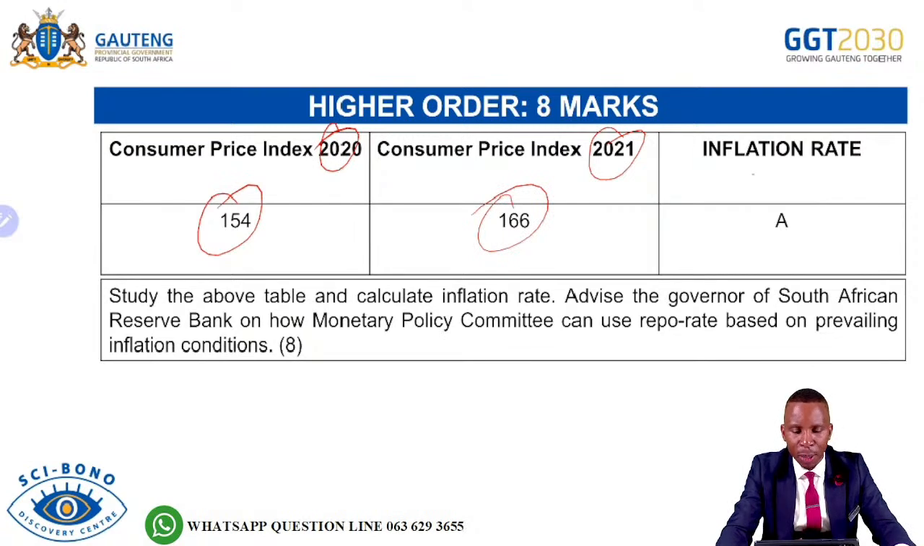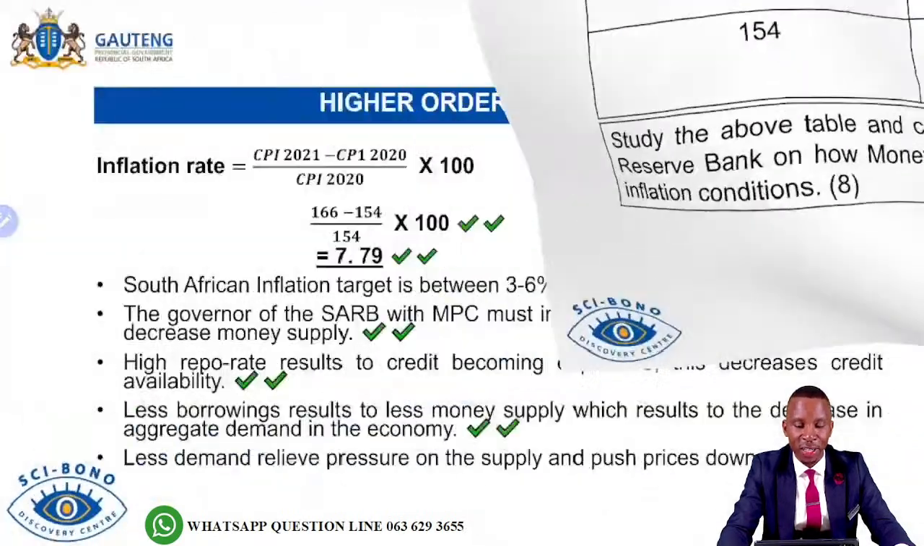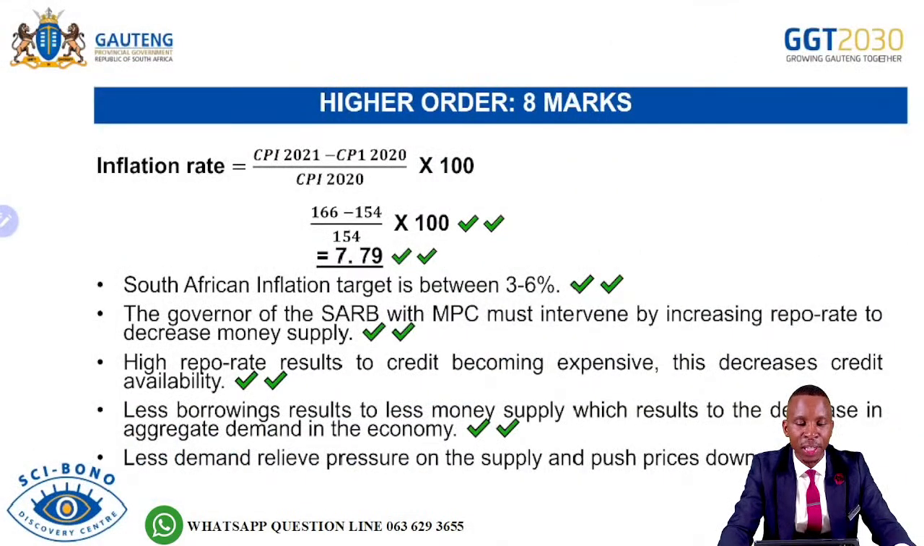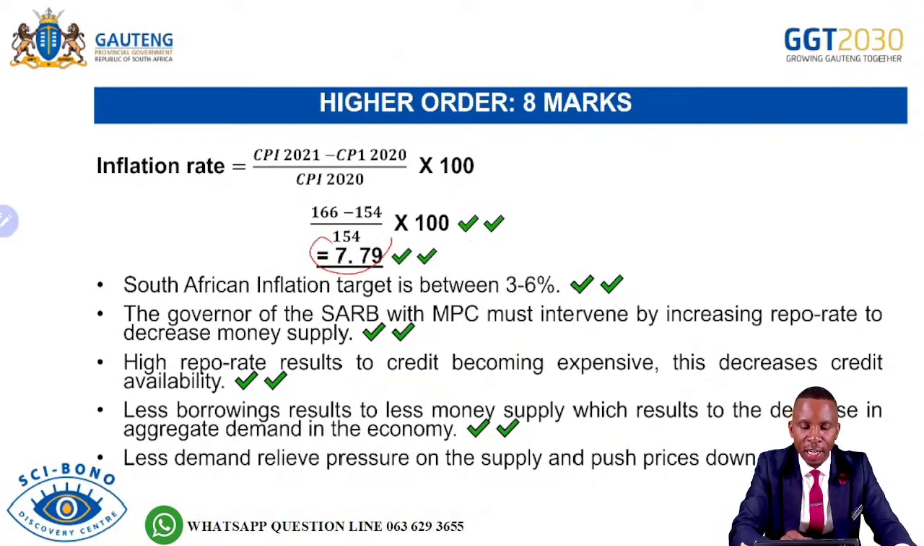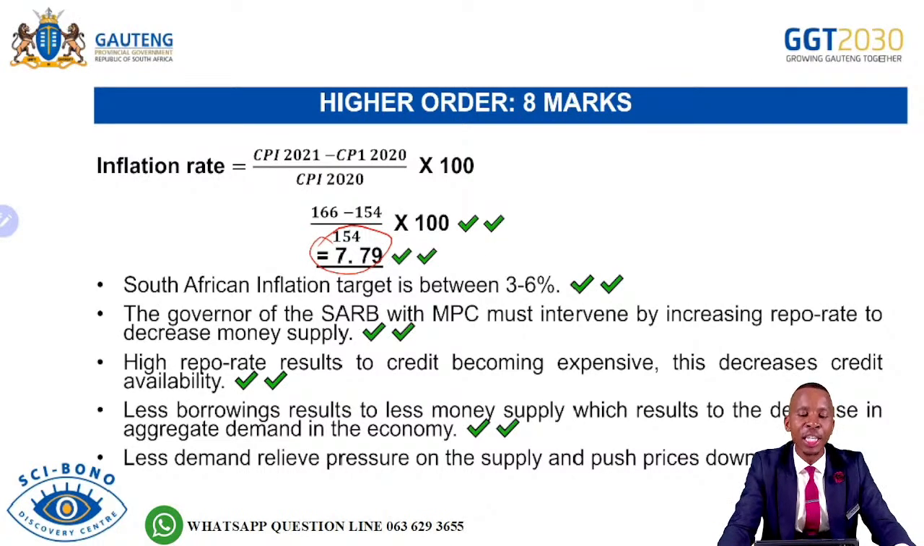Study the above table and calculate inflation rate. Advise the governor of South African Reserve Bank on how the monetary policy committee can use repo rate based on the prevailing economic conditions. 8 marks. Let's see now. Inflation rate to calculate. The CPI for 2021 minus CPI for 2020 divided by the CPI for 2020 multiplied by 100. That's a formula. Now, let's see. 166 minus 154 divided by 154 times 100. That gives us 7.79. So you get 4 marks for calculating inflation correctly.